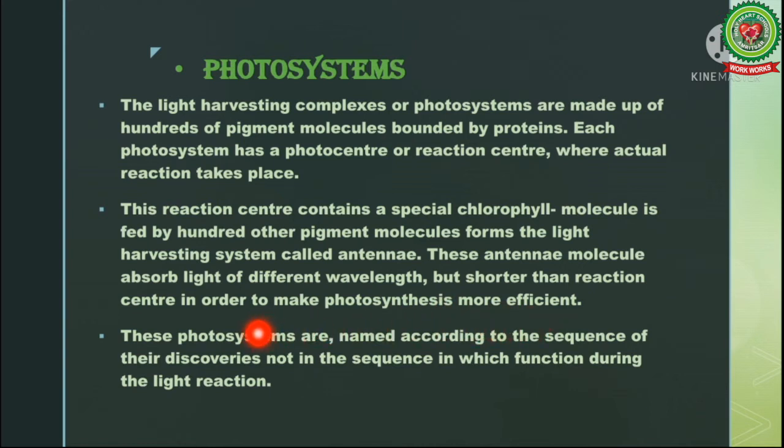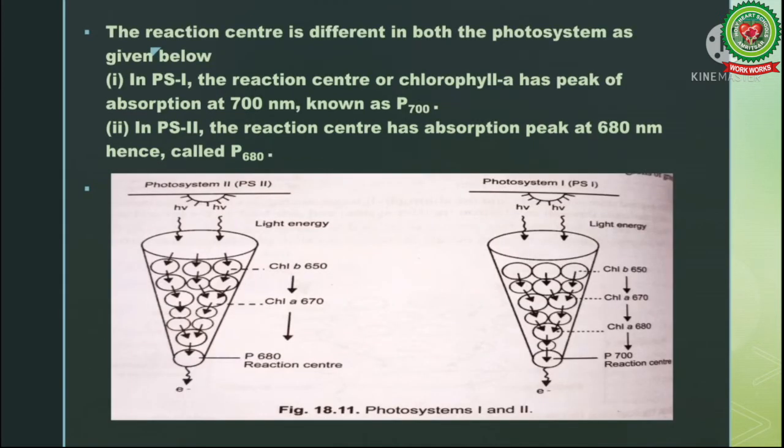Then these antennae pass the light energy to the reaction center. These photosystems are named according to the sequence of their discovery, not in the sequence in which they function during light reaction. The reaction center is different in both photosystems, as given below. In photosystem 1, the reaction center, chlorophyll A, has a peak of absorption at 700 nanometer and is known as P700. In photosystem 2, the reaction center has an absorption peak at 680 nanometer. Hence, it is called P680.